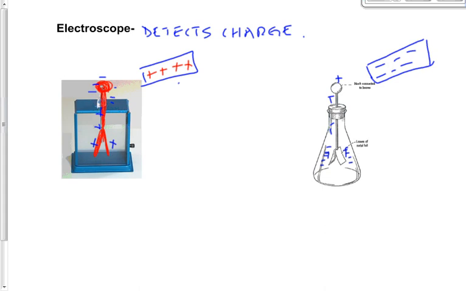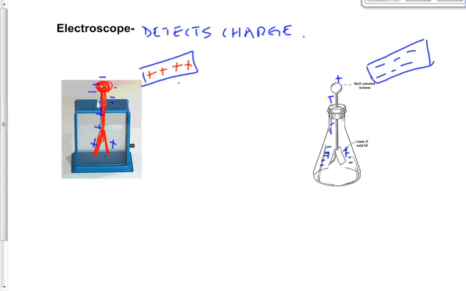So if you bring a charged object nearby, the negatives will either leave the leaves and leave them positive, or the negatives will go down into the leaves and make them negative. In both cases, they're going to repel each other. In both cases, you've just detected charge, but you haven't indicated what kind of charge it is or how much charge you have. Does that make sense?